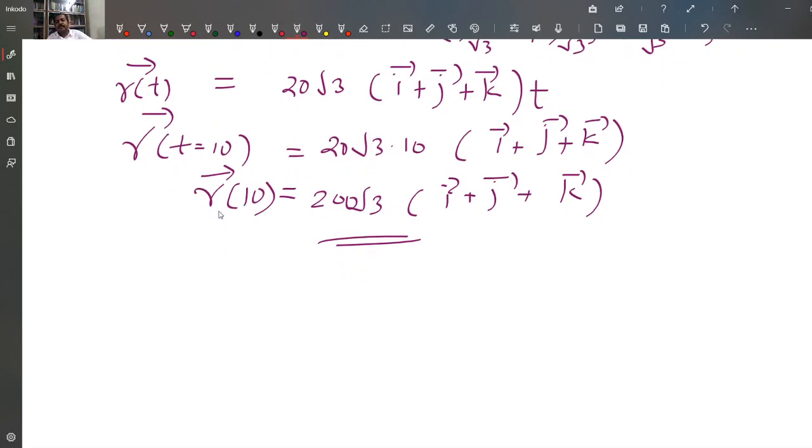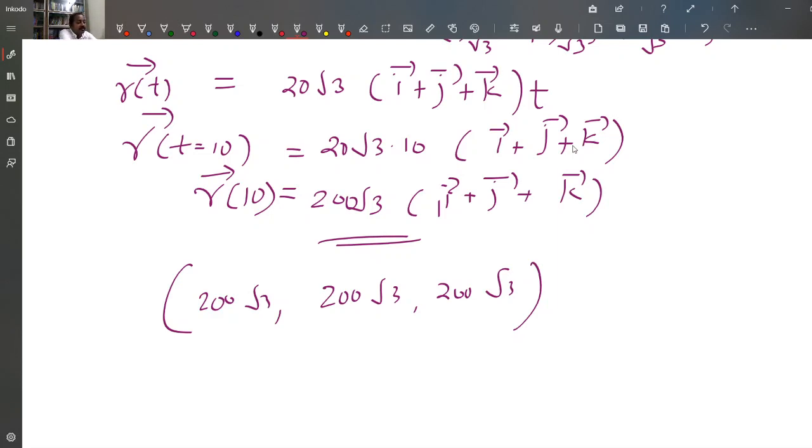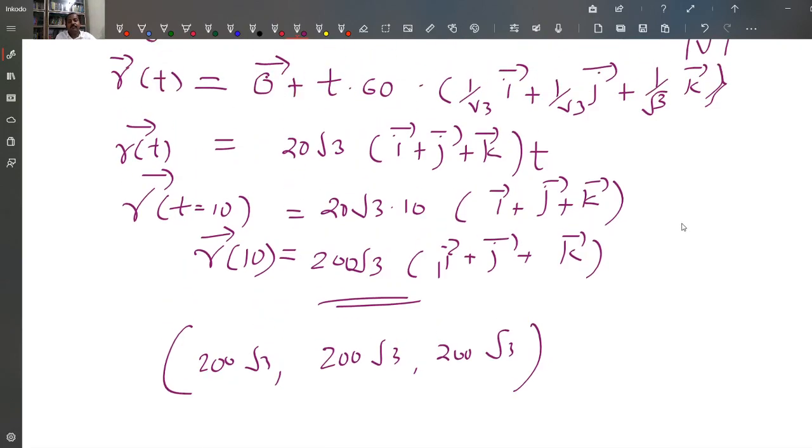This means after 10 seconds the helicopter will be at (200 root 3, 200 root 3, 200 root 3). So you can plot the parametric equation or vector equation, parametric form or vector form.